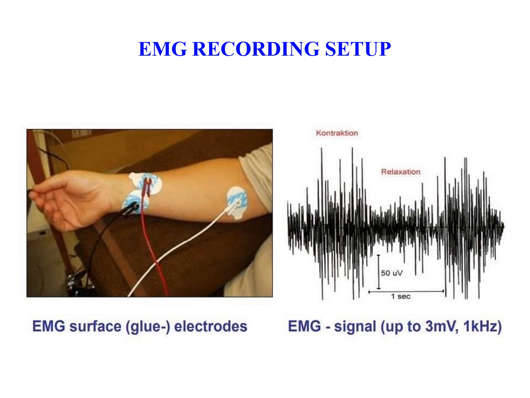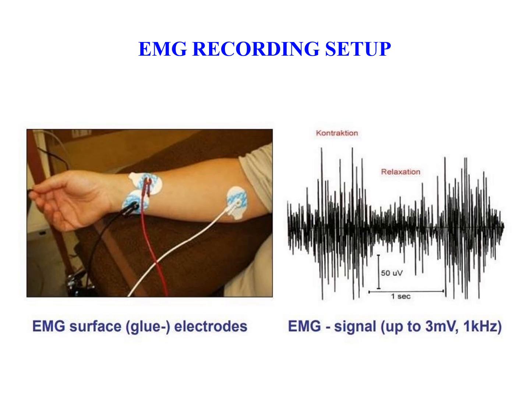This is the EMG recording system. EMG surface electrodes are placed in this format, as shown in the first diagram. In the second diagram, the EMG electromyograph waveform is noted. First, the amplitude level is 50 microvolts. The time period between contraction and relaxation is 1 second.